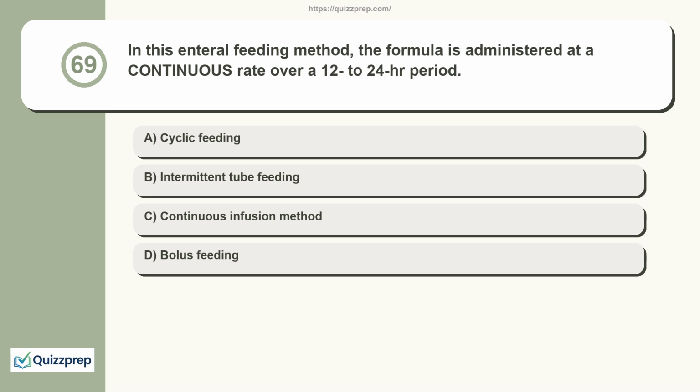Question 69. In this enteral feeding method, the formula is administered at a continuous rate over a 12 to 24 hour period. Cyclic feeding, intermittent tube feeding, continuous infusion method, bolus feeding.